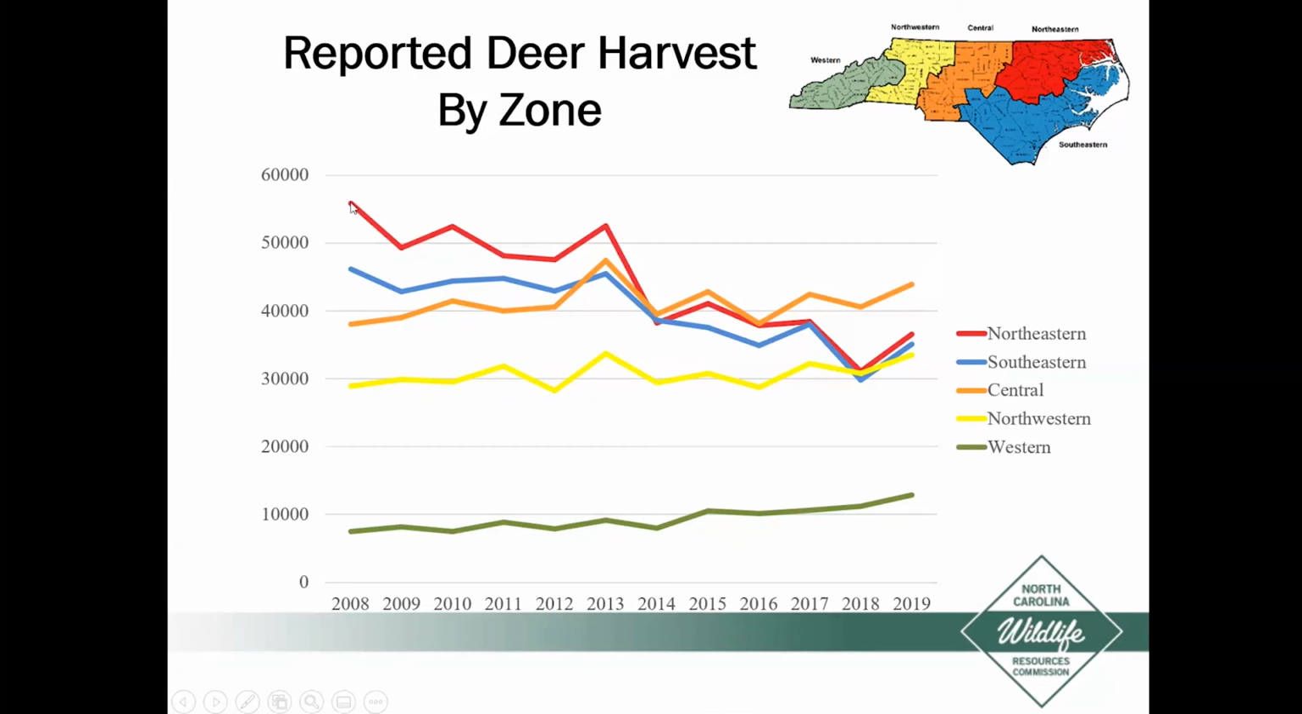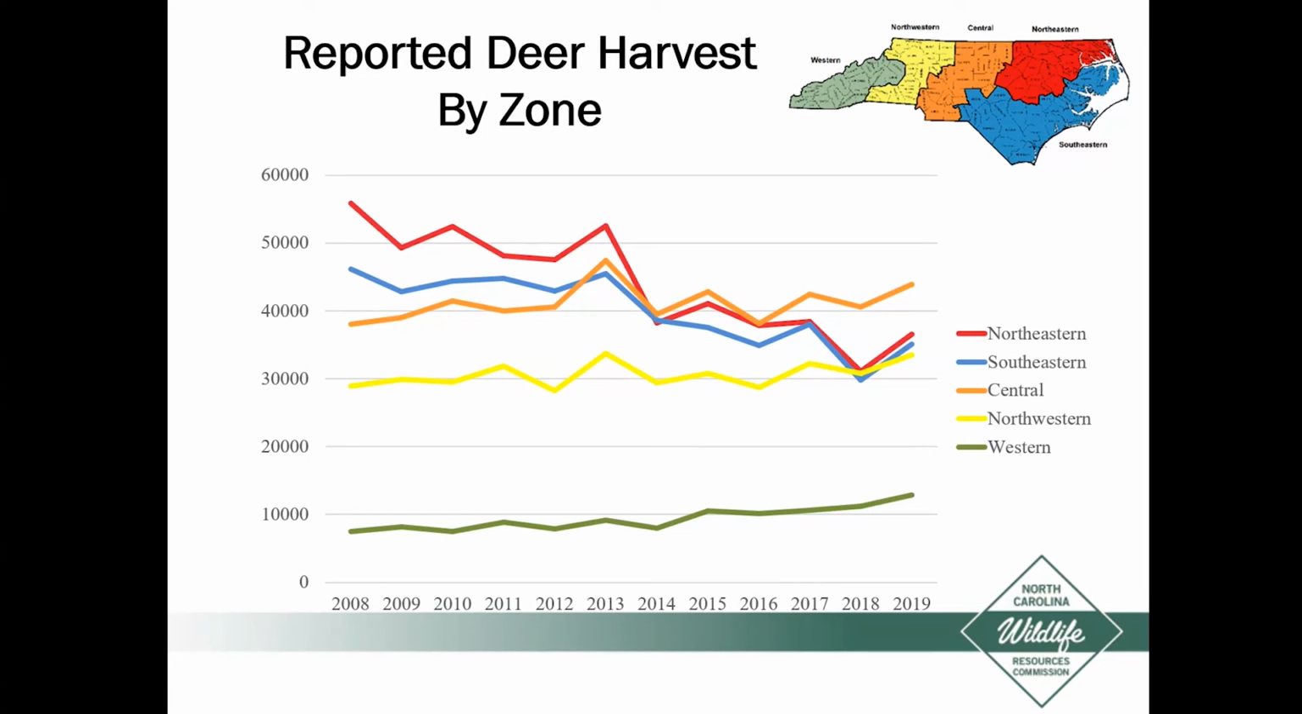And then if you look at the red and blue lines there, the eastern end of the state, we saw a pretty notable decline over about a decade in the reported harvest. And in 2018, we implemented bag limit reductions. So antlerless bag limit reduction across the state, and then we reduced the buck bag limit from 4 to 2 in the eastern part of the state. So now we have a 2 buck limit and 4 antlerless limit across the entire state.